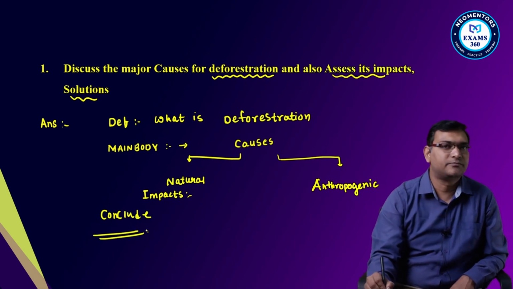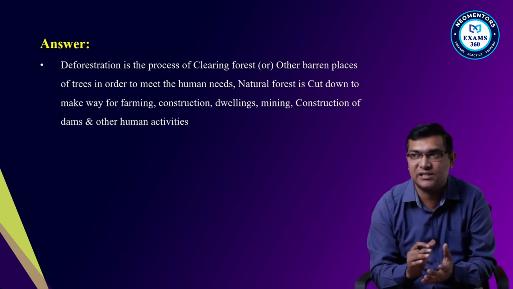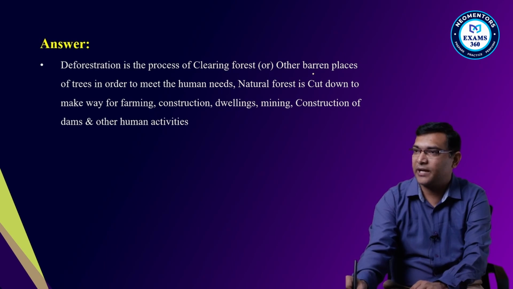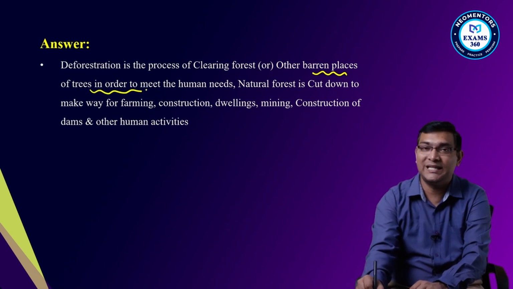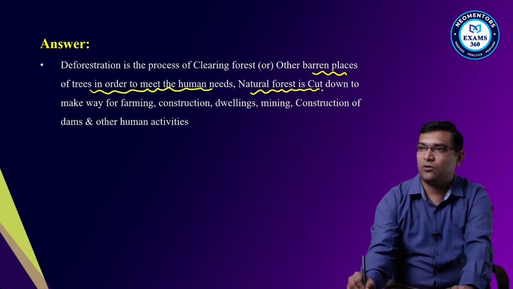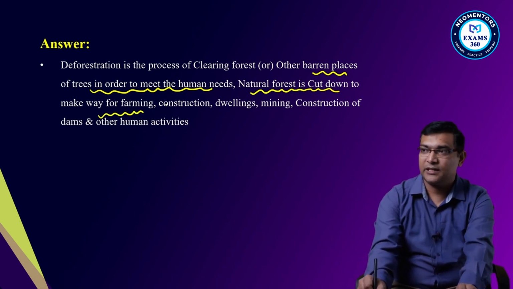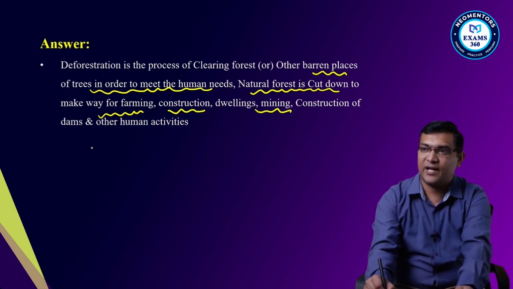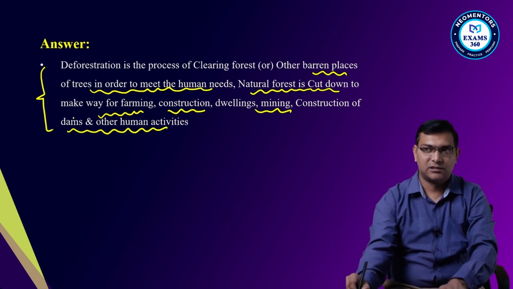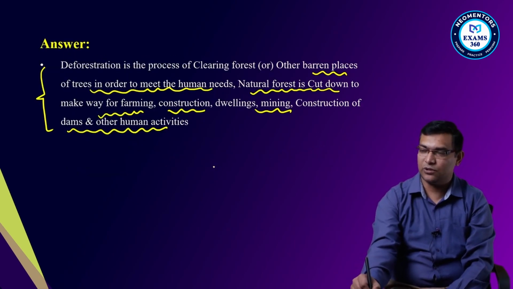the answer. So first, you see, deforestation is the removal of the trees, the process of clearing or removal of the trees from forests or other barren places in order to meet the human needs. Natural forest is cut down for making farming, for mining, for construction of dams and other human activities. So this is my introduction of the answer. Now look at here. See, what are the causes? Causes can be two types, I told you.